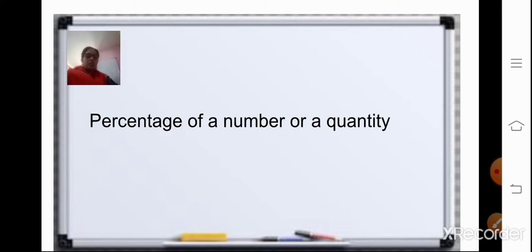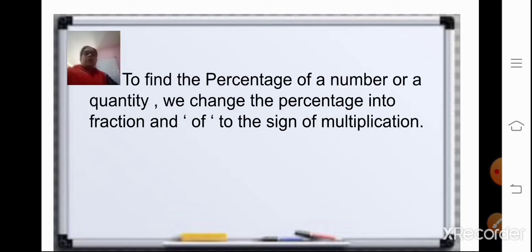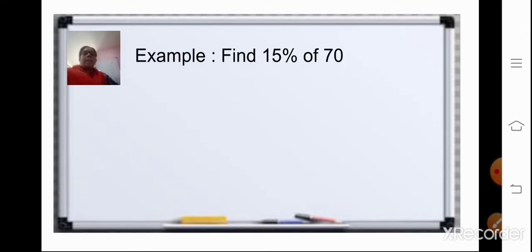or a quantity. Now to find the percentage of a number or a quantity, we change the percentage into a fraction and "of" to the sign of multiplication. So what we have to do is just change the percentage into a fraction and "of" to the sign of multiplication. Let us start with an example. Now here you have to find 15% of 70.